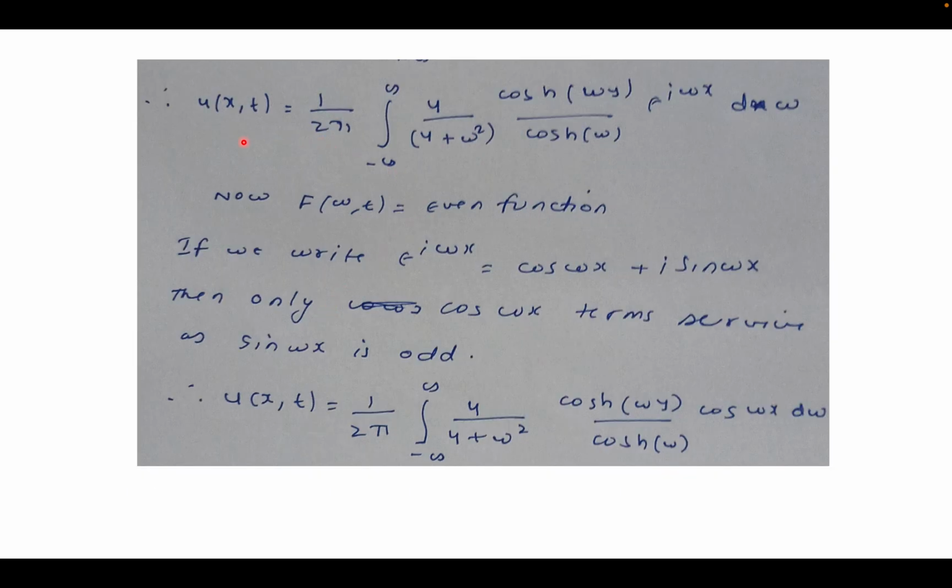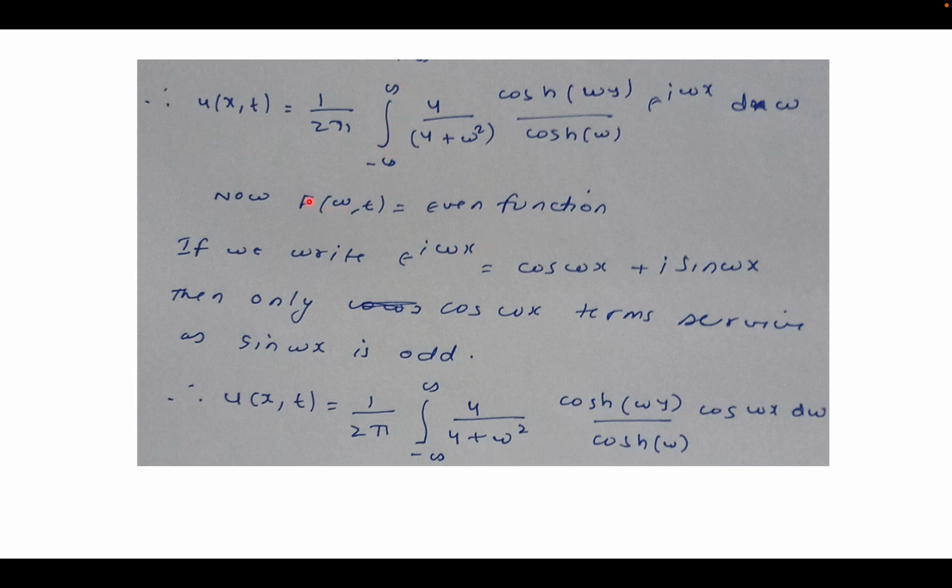So I can write u(x, t) is equal to 1 upon 2 pi integration from minus infinity to infinity of 4 upon 4 plus omega square, cos hyperbolic omega y upon cos hyperbolic omega, times e power iota omega x d omega. Now if you carefully see, your f of omega y is an even function. So I can write e power iota omega x as cos omega x plus iota sin omega x, and the integration is on omega with limits minus infinity to infinity.